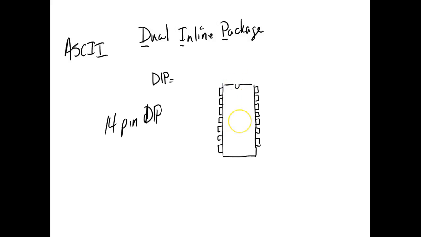Now, if you look at it from the top, and when you get on the bottom, everything flips over. But when you look at it at the top, there's going to be a notch in one side, or a dot on one side, or something that identifies the top of the chip. Now what we start doing is we start numbering on the left, 1, 2, 3, 4, 5, 6, 7. Then we come around and number up. 8, 9, 10, 11, 12, 13, 14. So 1 and 14 are beside each other.